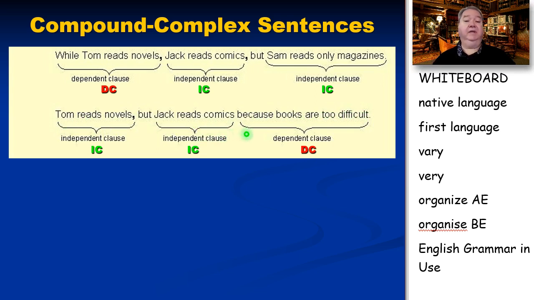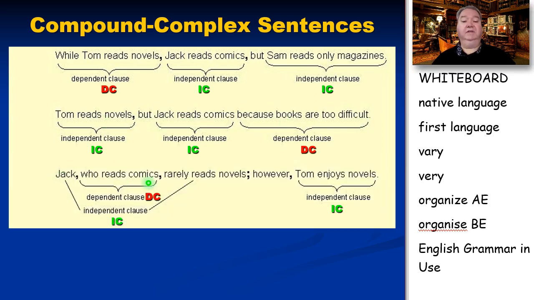Why does he read comics? Because books are too difficult. Because books are too difficult, dependent clause. Remember, if we start with a dependent clause, while Tom reads novels, we need a comma. If we have an independent clause followed by the dependent clause, there is no comma. Okay, remember the punctuation there. Tom reads novels, but Jack reads comics because books are too difficult. Compound, complex.